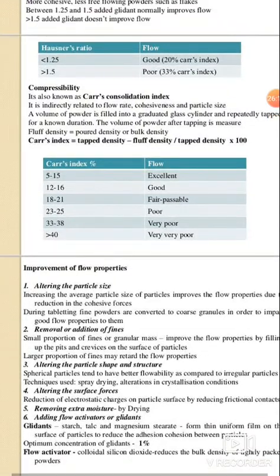For example, some glidants you can use in the laboratory are starch, talc, and magnesium stearate; these are both glidants and lubricants. So these types of flow activators and glidants also improve the flow property of particles.